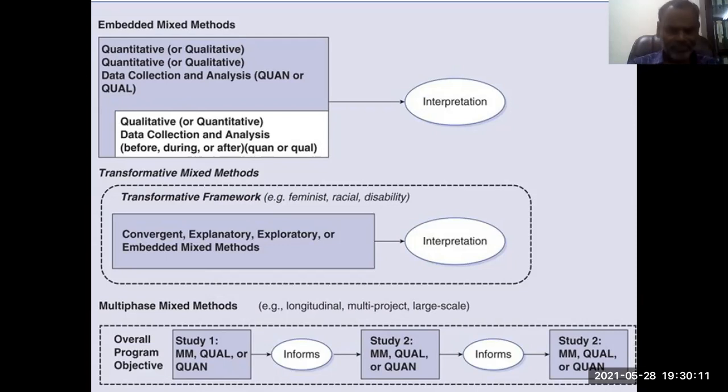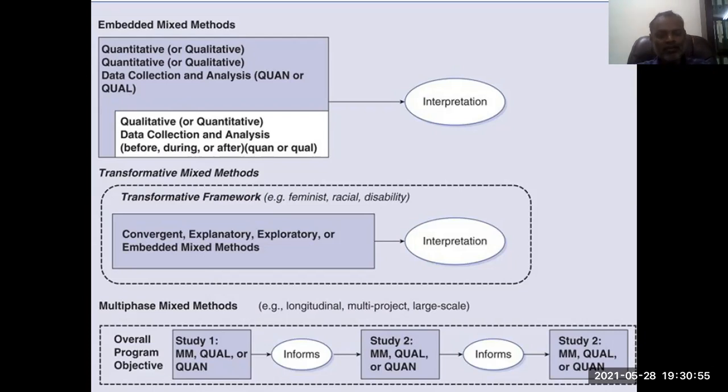Transformative mixed method: if you are involved in a transformative framework, maybe you can say feminist view, racial view, disability view, the discriminatory view, or exclusion studies, you can use transformative mixed method. You can pick convergent, explanatory, exploratory, or embodied mixed method, depending upon the situation. You are going to do this research along with the people, so as per the convenience of the people you can choose your method. Then you go for an interpretation.